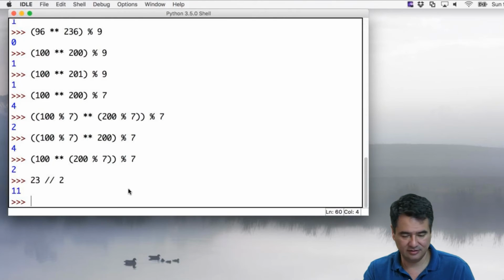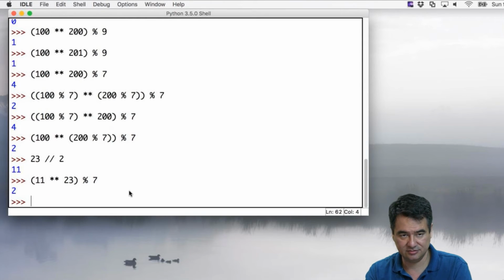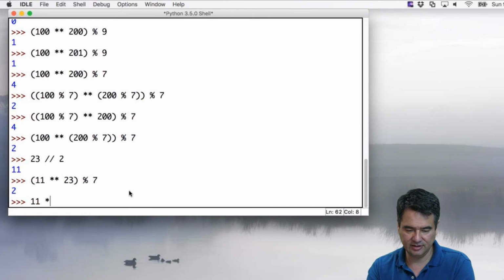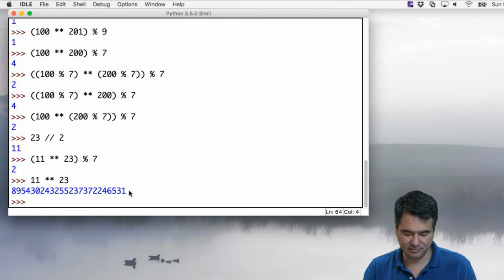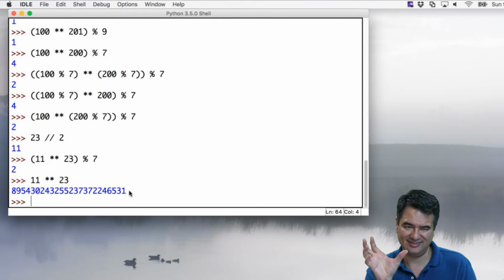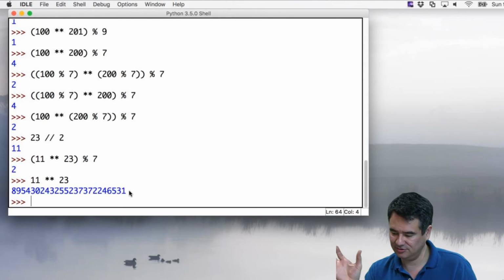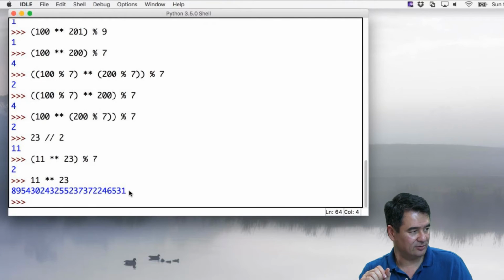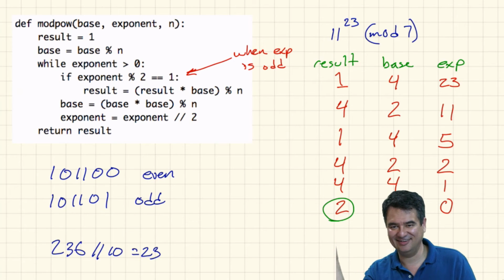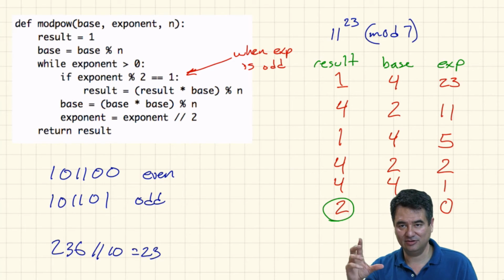So I'm going to try it over here. 11 to the 23rd mod 7 is 2, okay? And by the way, 11 to the 23rd is a big number. So you can see how that huge number can't be held in 32 bits or 64 bits of a computer. Maybe it can be held in 64, but I doubt it. Can't be held in 32 bits on a computer. So we need an algorithm like this one over there, an algorithm like that one to be able to do this.